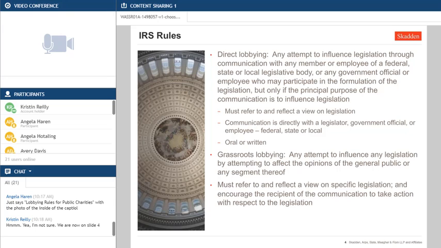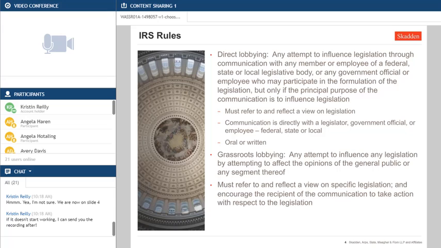But nothing in this tax reform bill has changed the current landscape for 501(c)(3)s and the charitable rules. These are the rules that, for some of you, may be review, but it's the same as it was last year. So direct lobbying is any attempt to influence legislation through communication with any member or employee of any kind of legislative body or any government official who can participate in the formulation of legislation. So that's like a big catch-all.